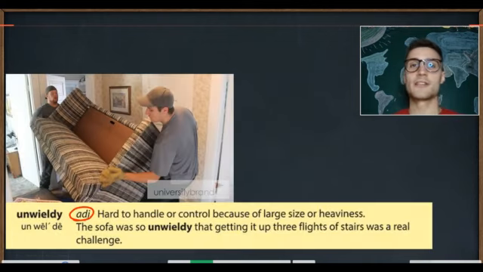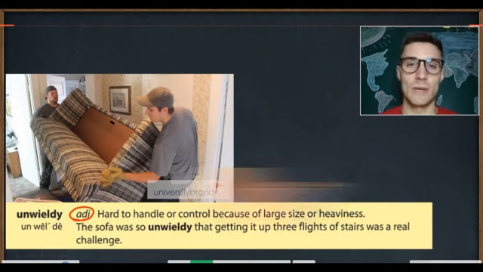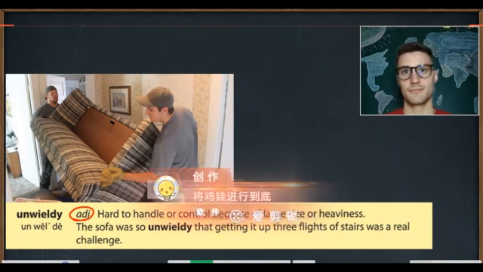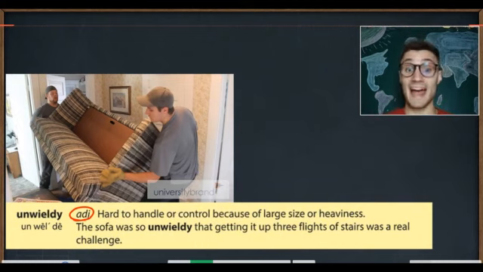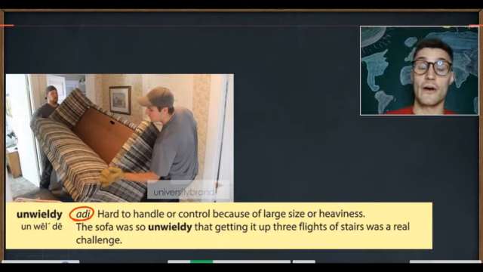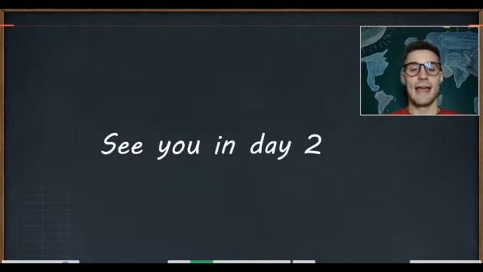Give me one example of something that is unwieldy. Your big bags are so unwieldy, it was very difficult to carry it all the way home. Unwieldy. Great.